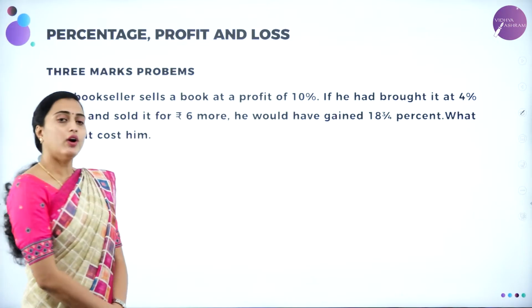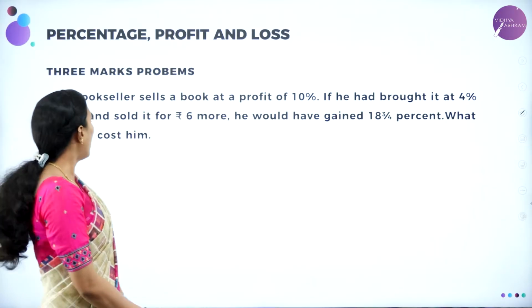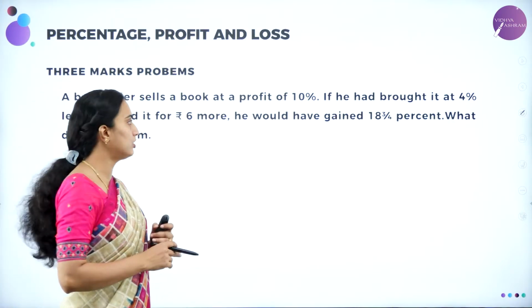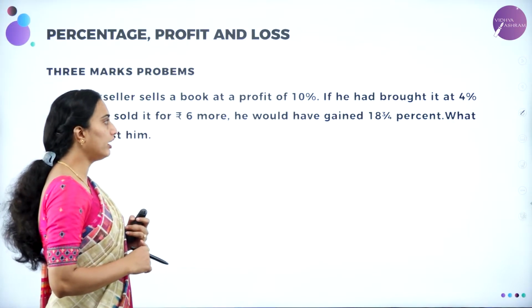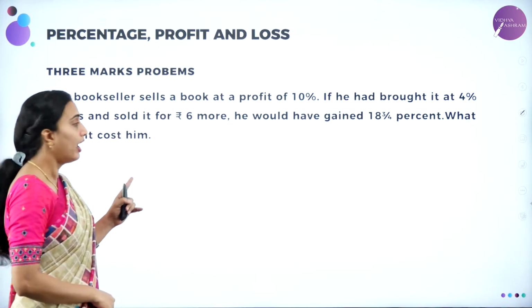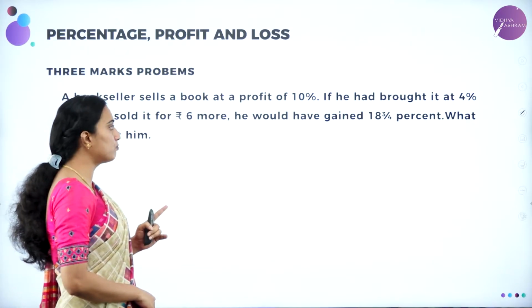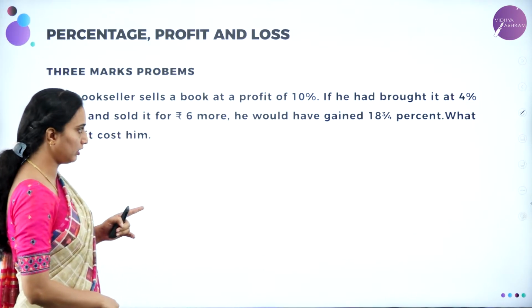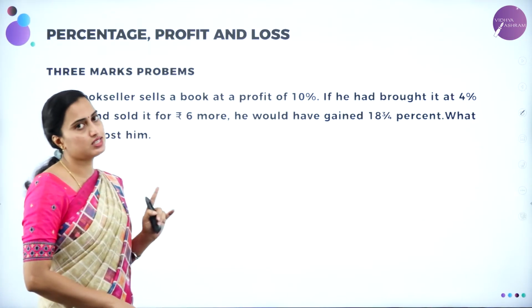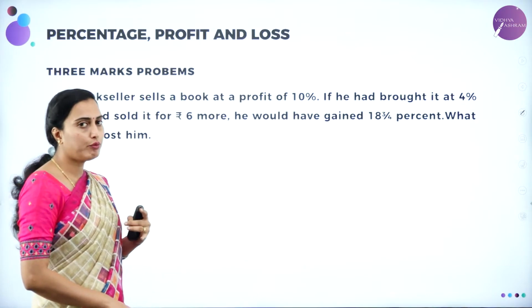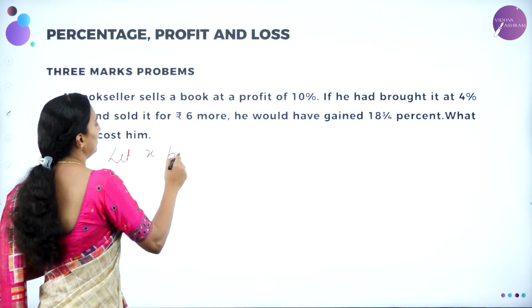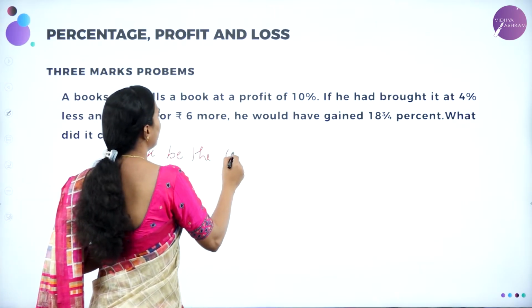Okay, dears. What was the next question? A bookseller sells a book at a profit of 10%. If he had bought it at 4% less and sold it for rupees 6 more, he would have gained 18.3 by 4%. What did it cost him? So therefore, I am going to take it as let x be the cost price of the book.